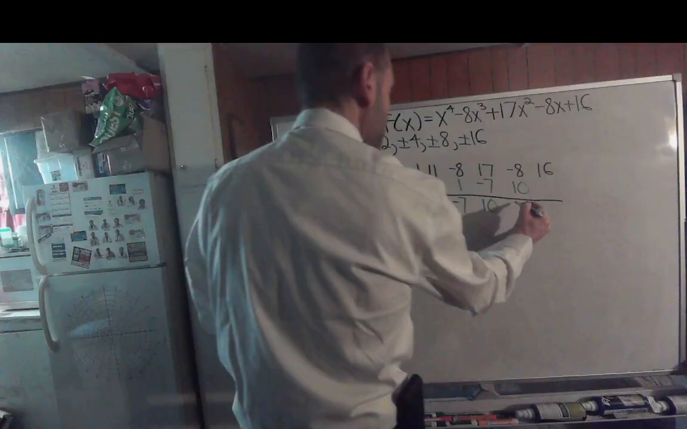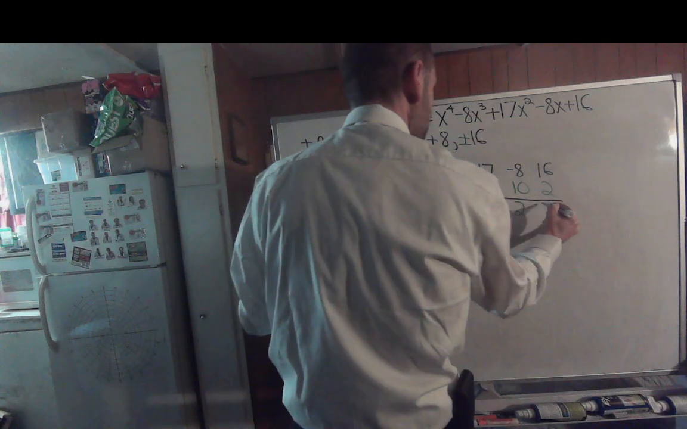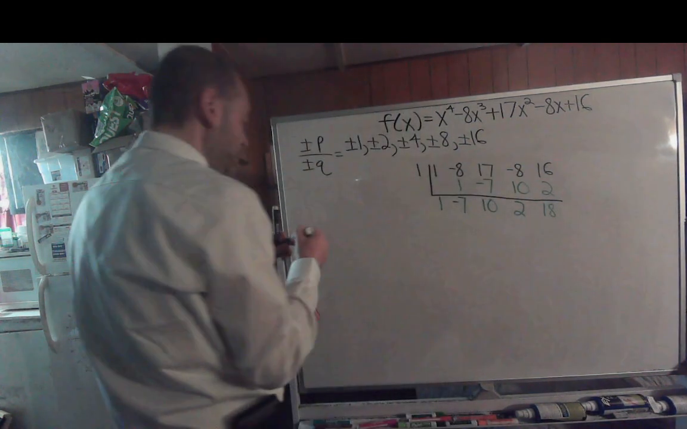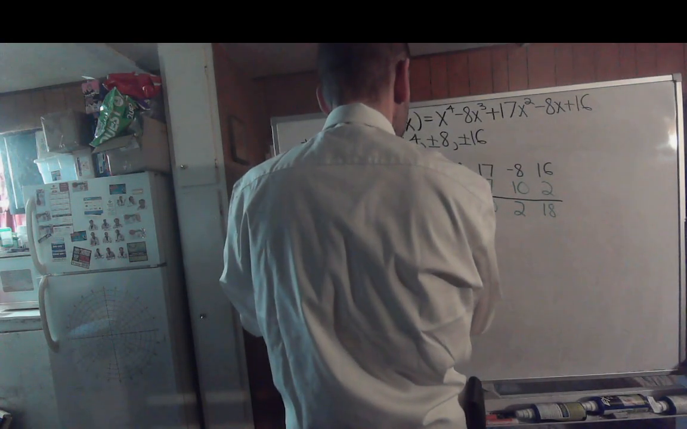Negative 8 plus 10 is 2. 1 times 2 is 2, so 16 plus 2 is 18. Yep, we have a remainder of 18. That's definitely not going to work. Positive 1 doesn't work.